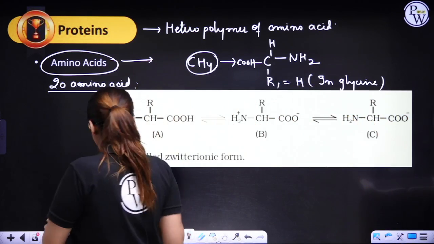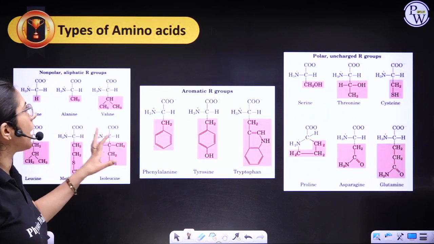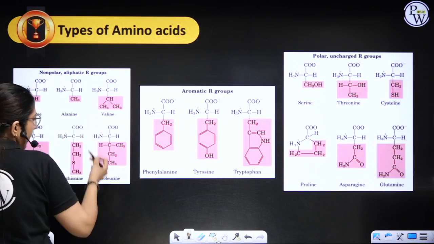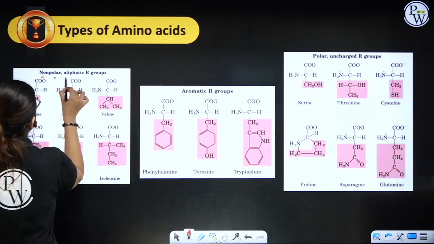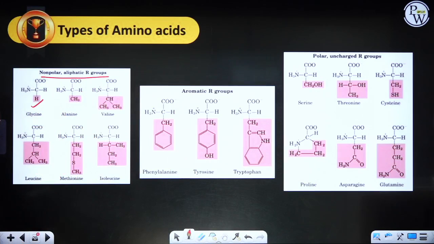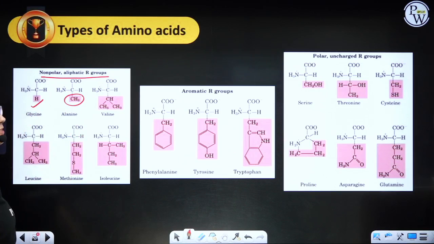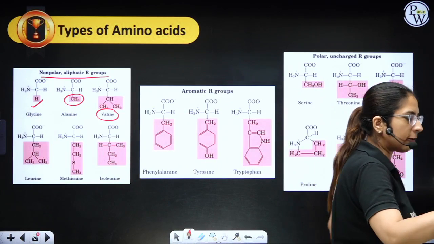I'll be talking about the basic properties later on, but first of all let's talk about the types of amino acid. Amino acids can be non-polar, with aliphatic R groups. For example, if H is there on the alpha carbon, it will not be a chiral carbon because two H groups are there. It will be termed glycine. If it has a simple CH3 group, it will be termed alanine. And valine also will look like this. So this is what you have to remember.